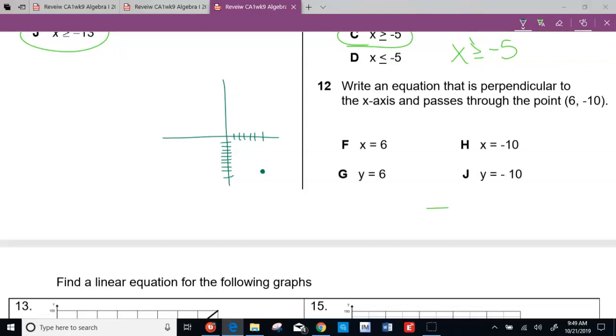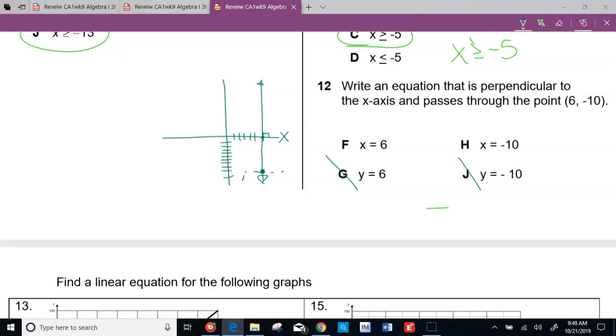We want a line that is perpendicular to the x-axis. Perpendicular means it makes a right angle. If I made a line that went left and right, that would not make a right angle to the x-axis. But if I make a line that goes straight up and down, like this, that will make a right angle to the x-axis. So I know I have an up and down line. An up and down line in this case intersects the x-axis, so it has to begin with the letter x. That narrows it to choices G and J.